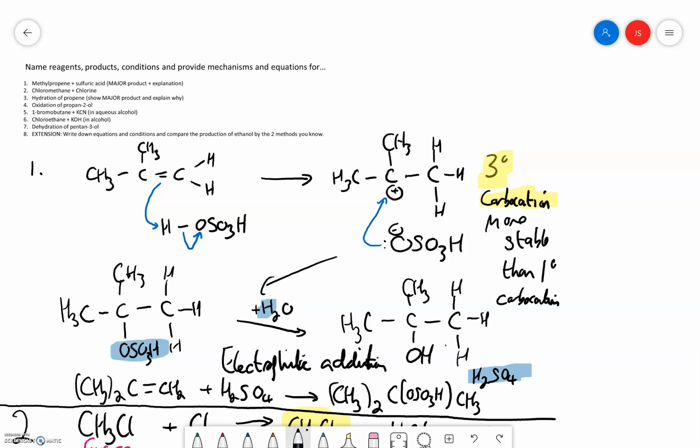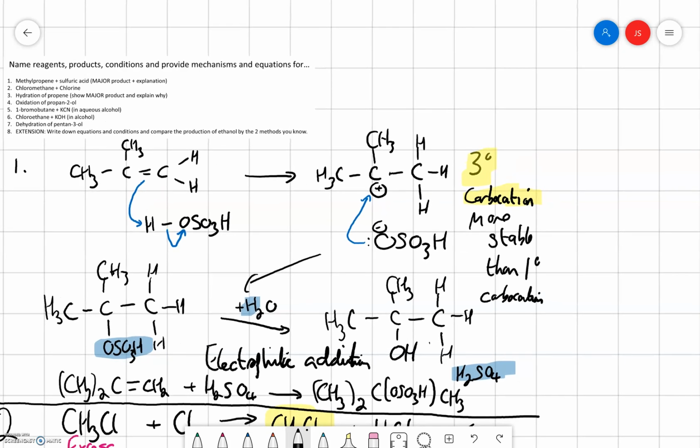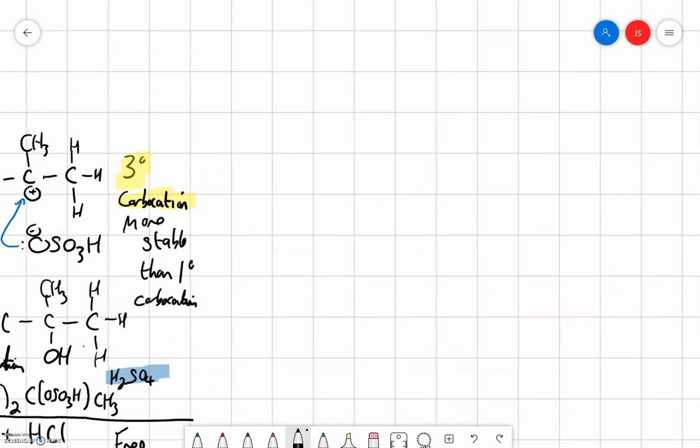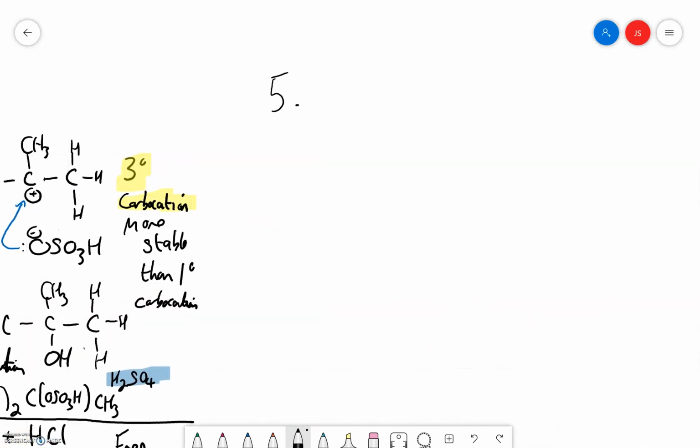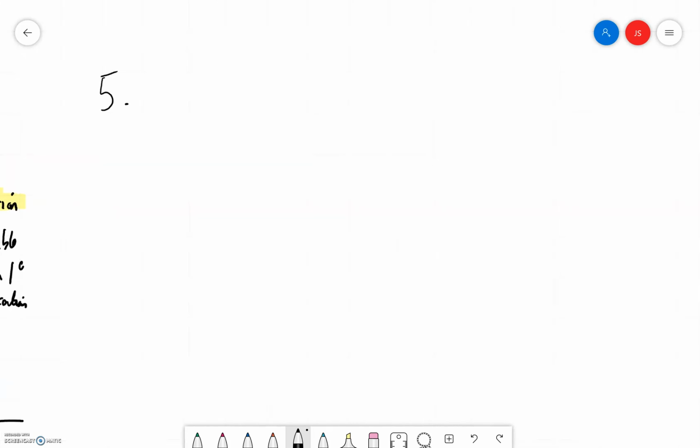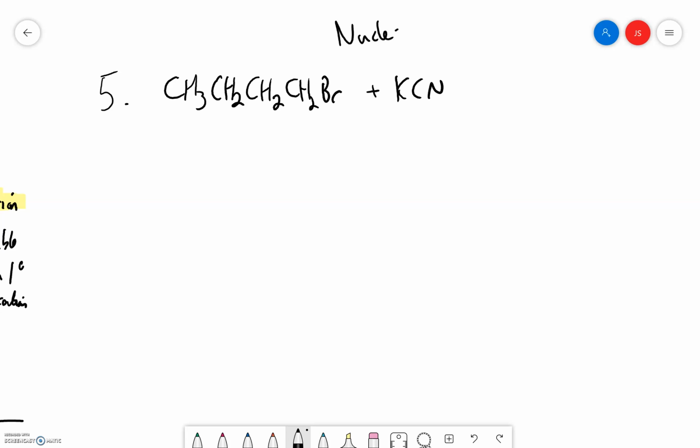Okay, folks, this is the second half, so we're going to do questions 5 to 8 of this week's work. So it's 1-bromobutane and KCN in aqueous ethanol. 1-bromobutane is CH3, CH2, CH2, CH2, Br plus KCN. And like I say, potassium cyanide, there's only one mechanism you know it to be used in at the moment, which is nucleophilic substitution.